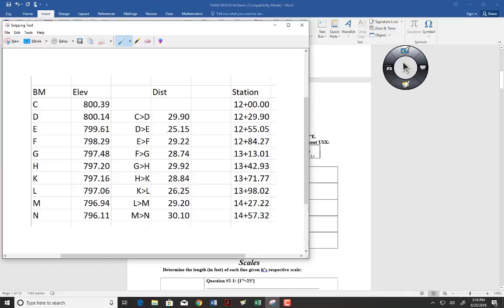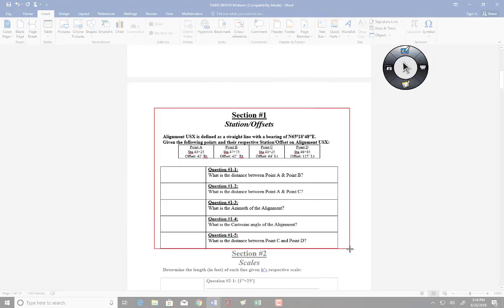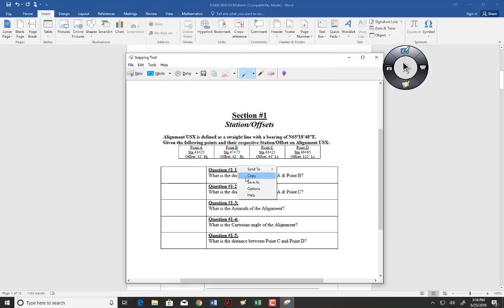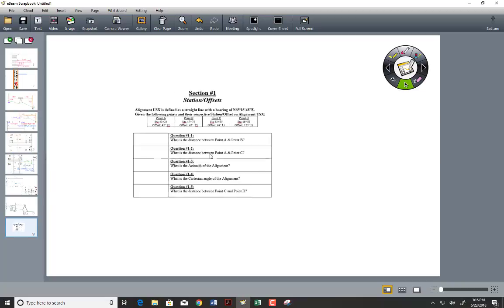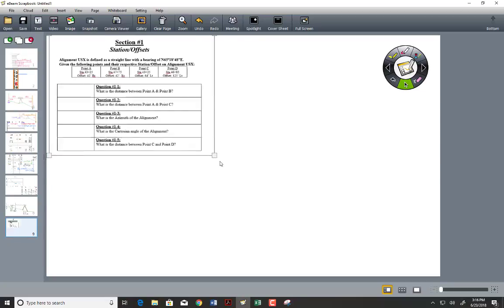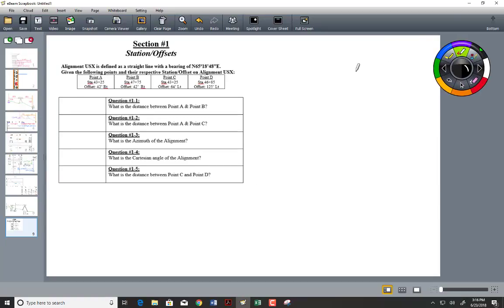Station offsets. These will also be in the notes, but we're recording this to go through this together. So the easiest way to do this, sometimes it helps if you just draw it out. That's what I found to be the easiest. So right here is our alignment.